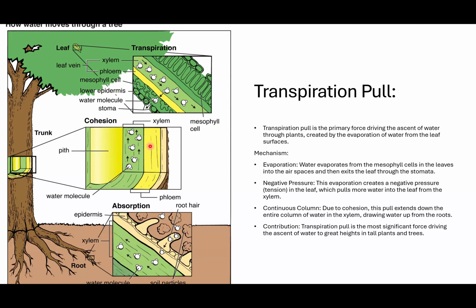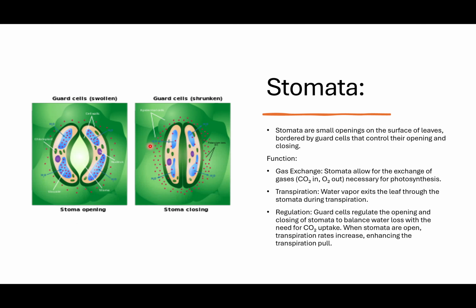Alright? We now must look at and include the role of the stomata in transpiration. So we know that stomata are small openings on the surface of leaves bordered by generally two guard cells that control the opening and the closing, right? So they're here for gaseous exchange, for the exchange of carbon dioxide and water in and out. So carbon dioxide in, and water and oxygen out, right?